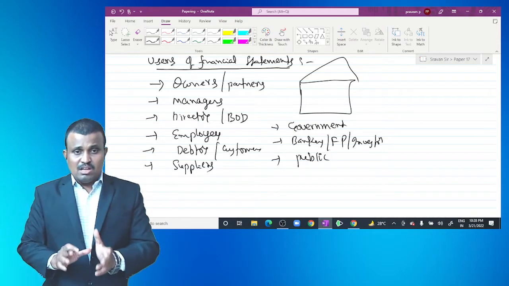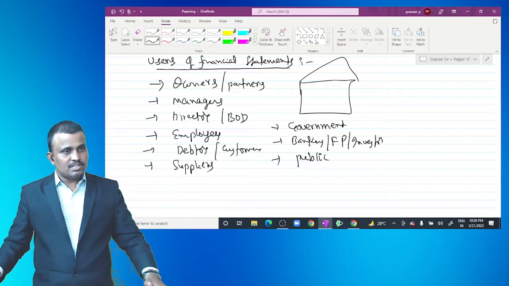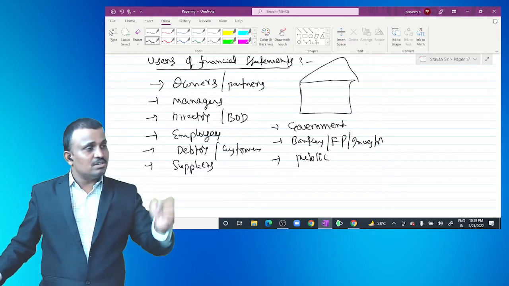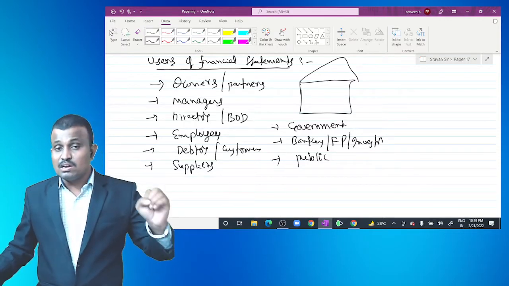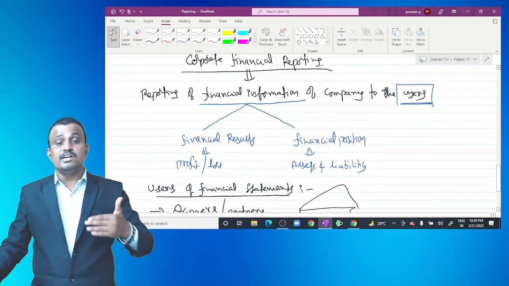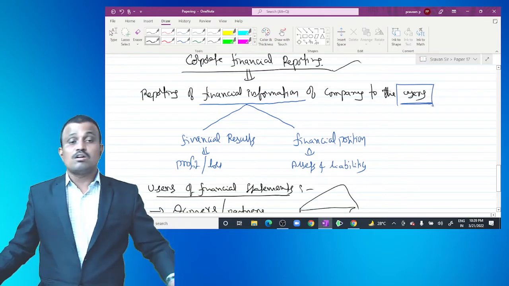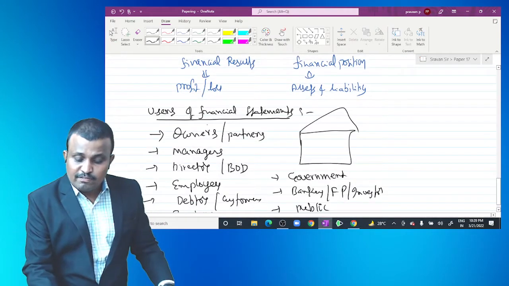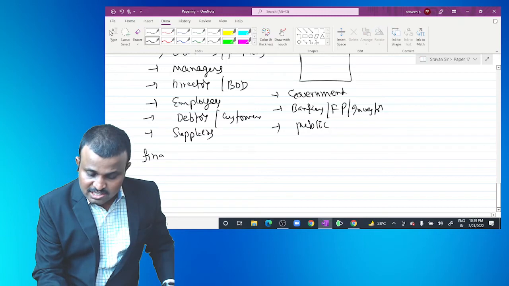So if we observe, everybody needs financial information, but everybody requires different financial information. So we have to report that financial information in such a way that it is useful to each and every person who deals with the business in day-to-day business operations. That's why we need reporting. So reporting of the financial information of the company to the users of the financial statements is technically called CFR, or corporate financial reporting. Here we use the word financial statements. So what is meant by financial statements?